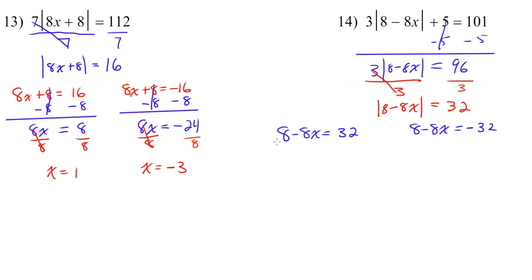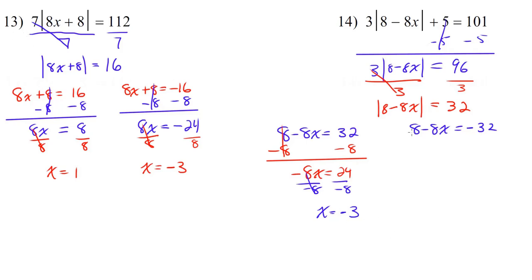On the first equation, we have to get rid of this positive 8, so we're going to subtract 8 from both sides. And we end up with negative 8x equals 24. Then we divide both sides by negative 8, and we get x equals negative 3. So that's one of our solutions.